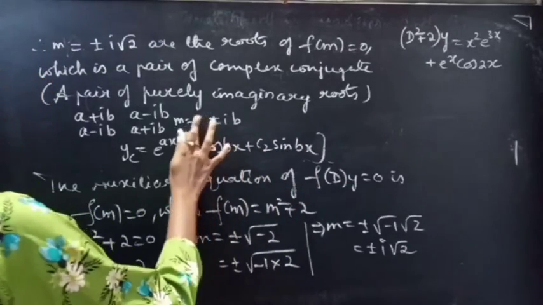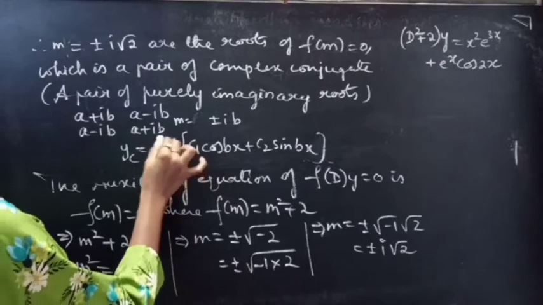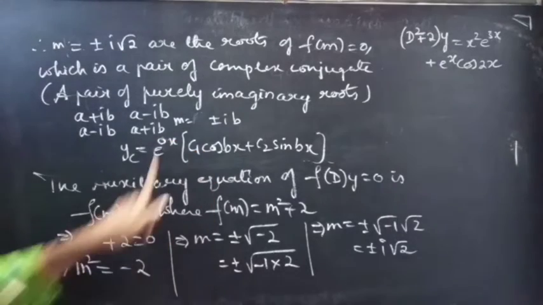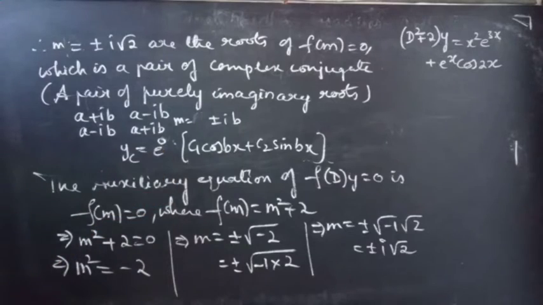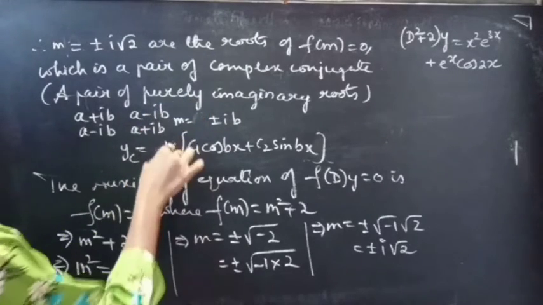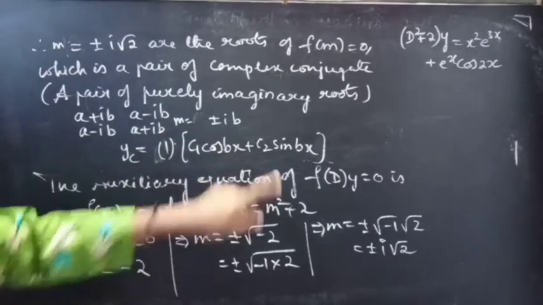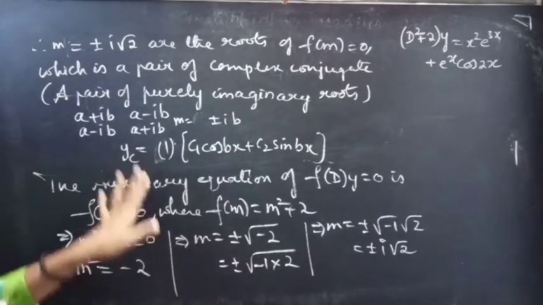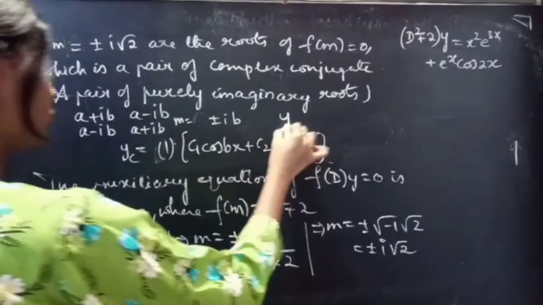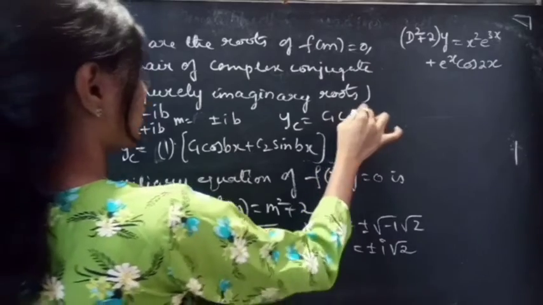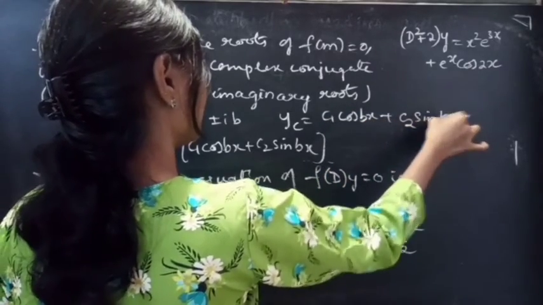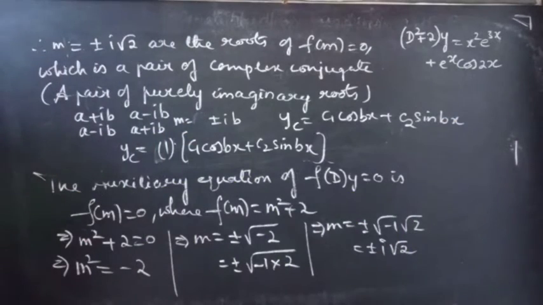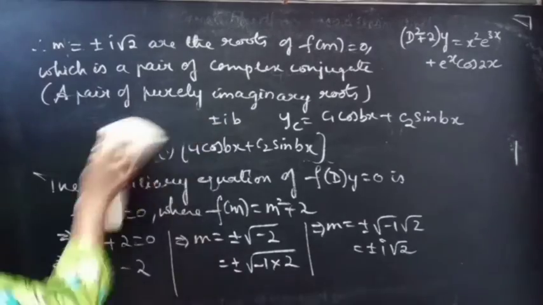In case of A equals 0, we'll get e power 0 into x, which is e power 0 again. E power 0 is 1, so we'll get 1 into (C1 cos Bx plus C2 sin Bx), which is C1 cos Bx plus C2 sin Bx. Now let's write the complementary function for our problem.